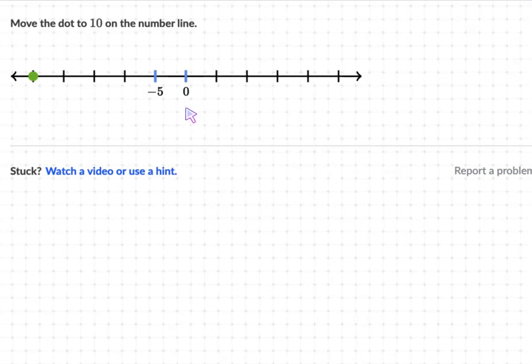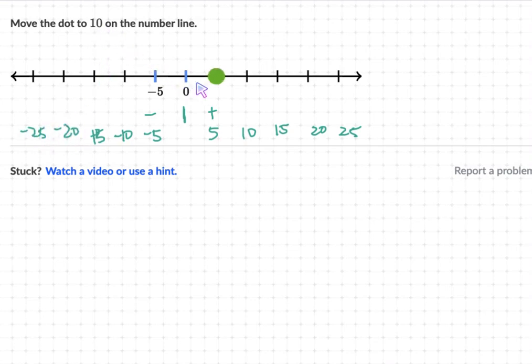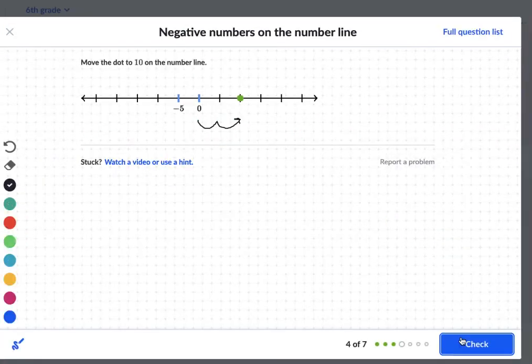So we have 0 here separating our positives and our negatives. So it's going by fives. So we have 5, 10, 15, 20, 25. And then we have -5, -10, -15, -20, and -25. So 10 would be 0, 5, and 10 right there. 2 spaces to the right of 0.